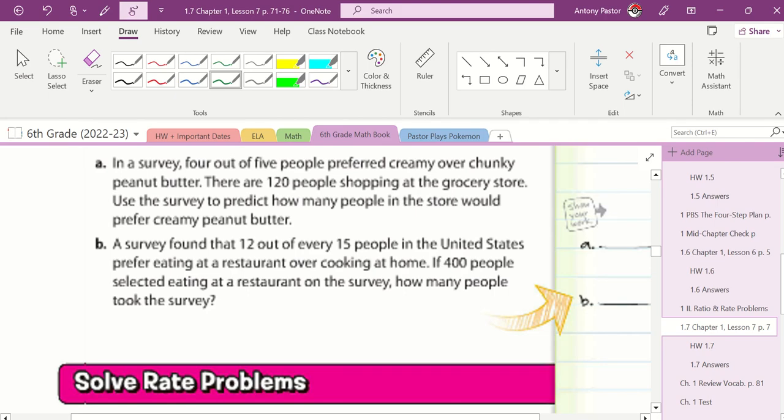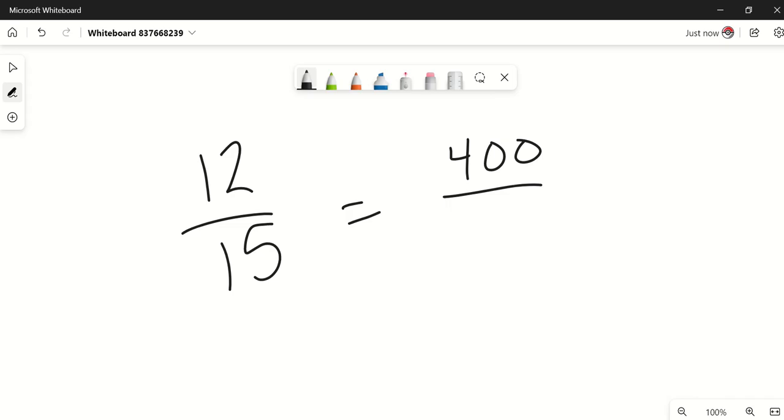Now remember, the total is always at the bottom. This is why when they said there were 120 people shopping at the grocery store, you put 120 at the bottom. In this one, if 400 people selected eating at a restaurant on the survey, how many people took the survey? 400 is going to be our top number. So 12 converts to 400 because it's not our total. We're missing our total. How many people took the survey? So for 12 to become 400, I'm going to have to do some reverse engineering.